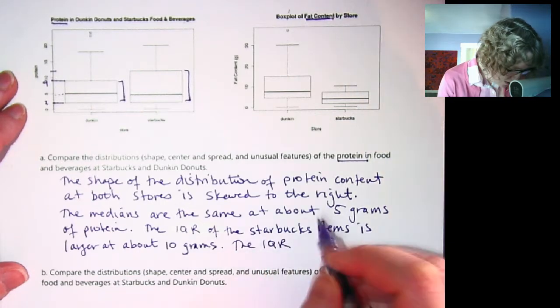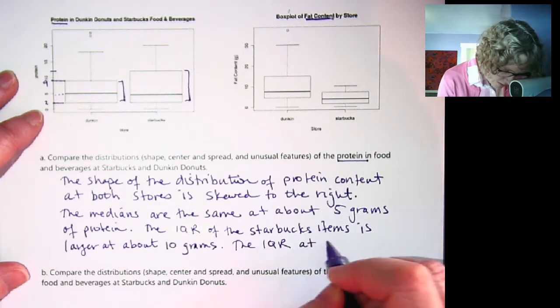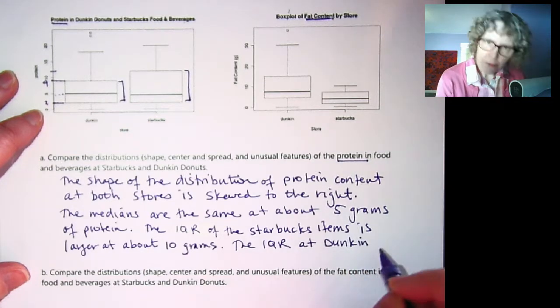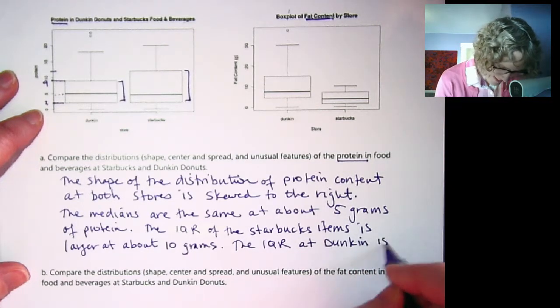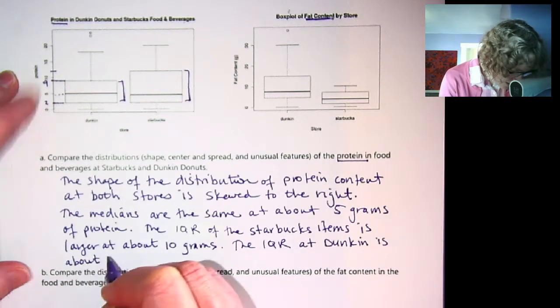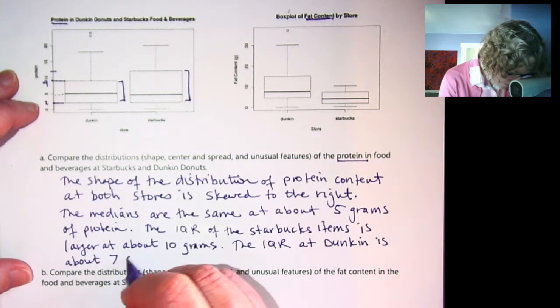The IQR at Dunkin', I just don't want to spell out donuts, is about 9 minus 2 is 7 grams.